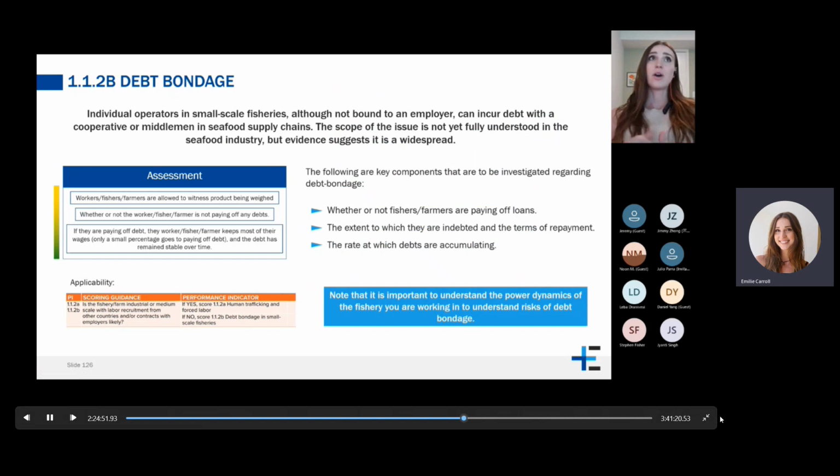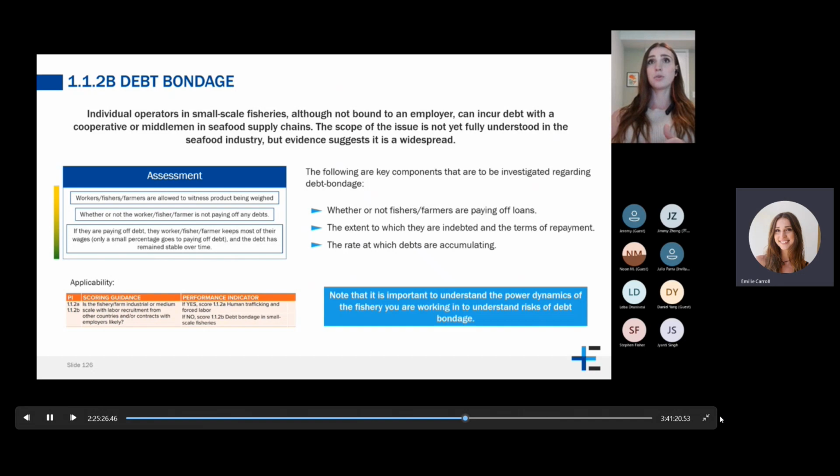So like I said, the sister requirement here in 112 is 112B. It's titled debt bondage in small scale fisheries, I think is how it's officially listed in the SRA. But individual operators in small scale fisheries, although they're not actually bound to an employer, can still incur debt with a cooperative or a middleman in seafood supply chains. So the scope of this issue isn't super well understood, but there has been a lot of evidence lately in terms of research that suggests that this actually is a pretty widespread issue in the industry.